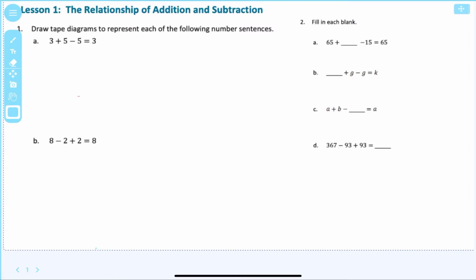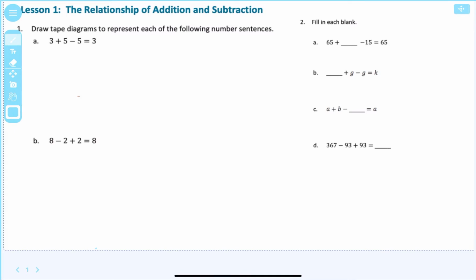Okay, this is Math 6, Module 4, Lesson 1, the relationship of addition and subtraction. Number 1, draw tape diagrams to represent each of the following number sentences.